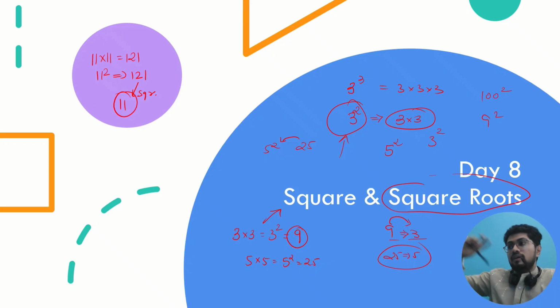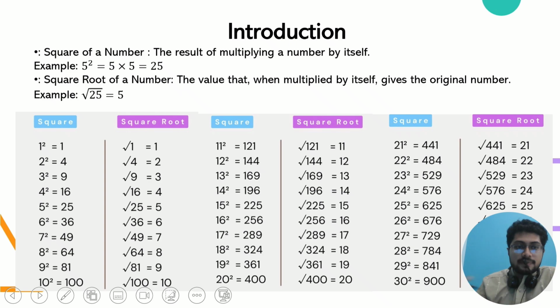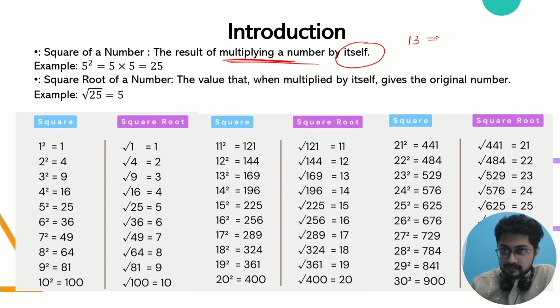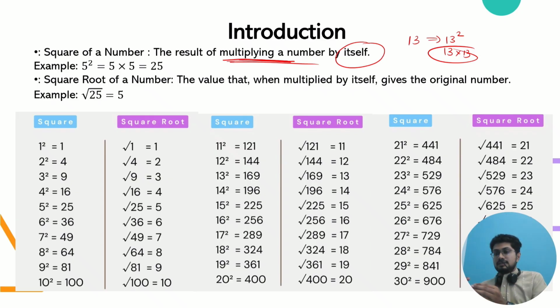Okay, from where this number came. So for that we are having few topics as we have written over here. Square of a number: the result of multiplying a number by itself, means 5 square is 5 multiplied by itself. If someone is asking me 13, so what is 13 square? 13 square means 13 multiplied by 13. I need to multiply this number with that number only.